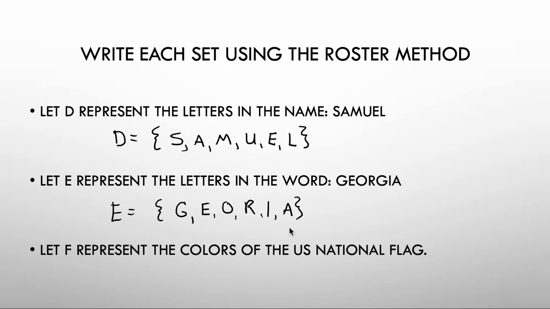Our final example says, let F represent the colors of the U.S. national flag. So what colors are on the flag? We know that there is red, white, and blue. And so again, we are simply listing out the elements in this set.